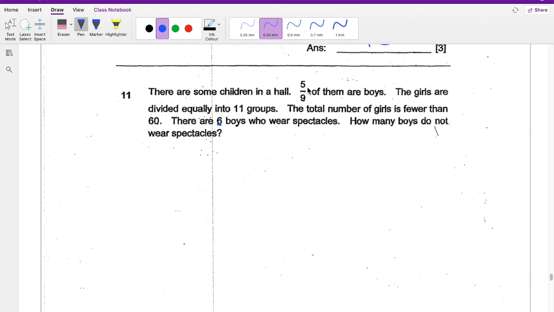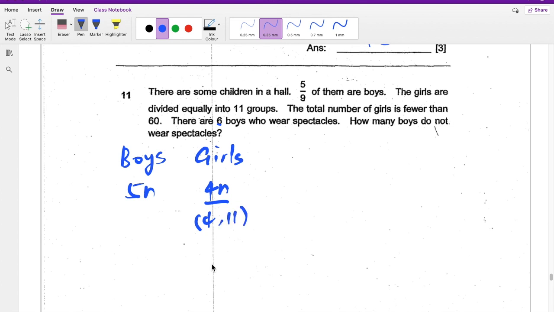So 5/9 of them are boys. We consider boys are 5n, right? Then the girls will be 4n, right? So he says the girls are divided equally into 11 groups. If the number can be divided into 11 groups, this number would be a multiple of 4 and 11, right? So it could be 44. In case it's 44, it can be divided into 11 groups, right?